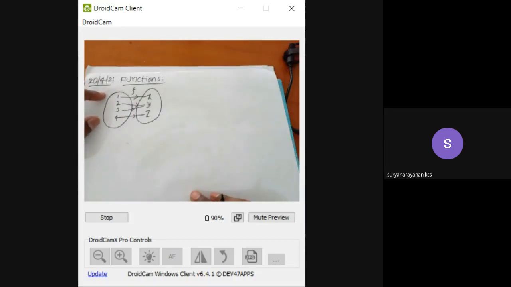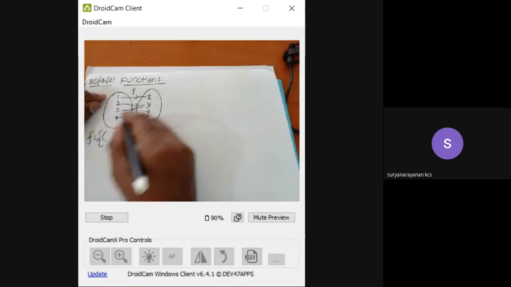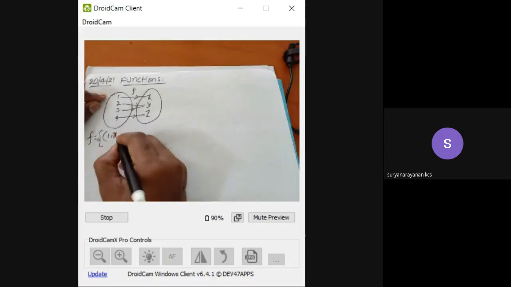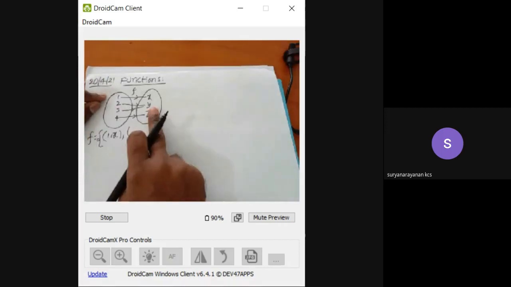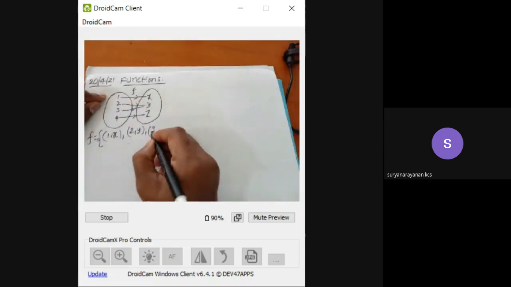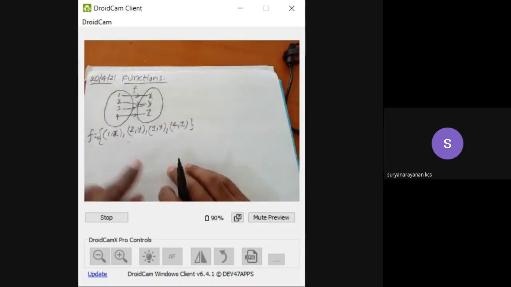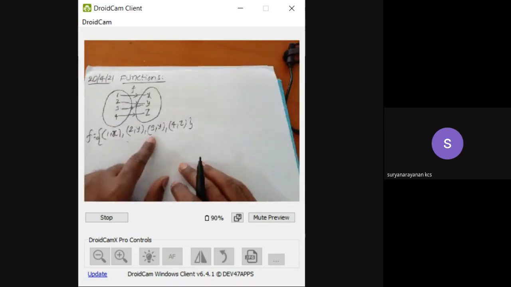You can write this function in the roster form as set of ordered pairs. Yes or no? Do you remember that one? F is equal to the set of all (1, x). How do you write this function? (1, x), (2, y), (3, y), (4, z). Do you remember this point? We can represent a function in the set of ordered pairs like this. Okay.